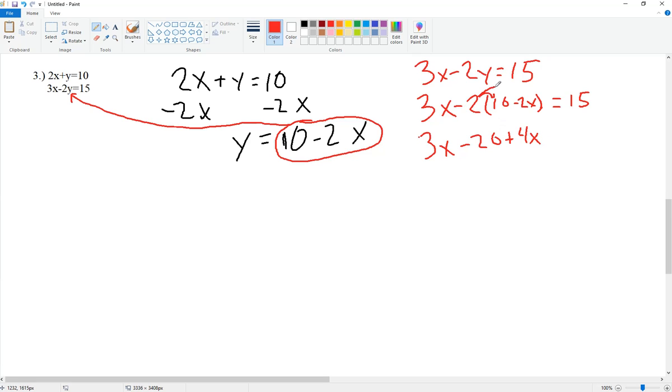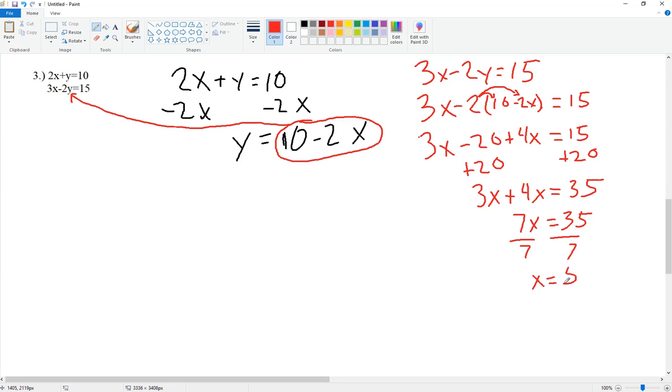Remember to always keep, sorry, my voice is dry, I've been making videos all day. Remember to always keep track of your signs, okay? So we have 15, didn't touch that. So now we're going to move everything away from our x's. So because this is minus 20, we're going to plus 20 to both sides. So we end up with 3x plus 4x equals 35. So if I have 3 x's and I add 4 x's, I have a total of 7 x's, was 35. So I'm going to divide both sides by 7, and I end up with 5.